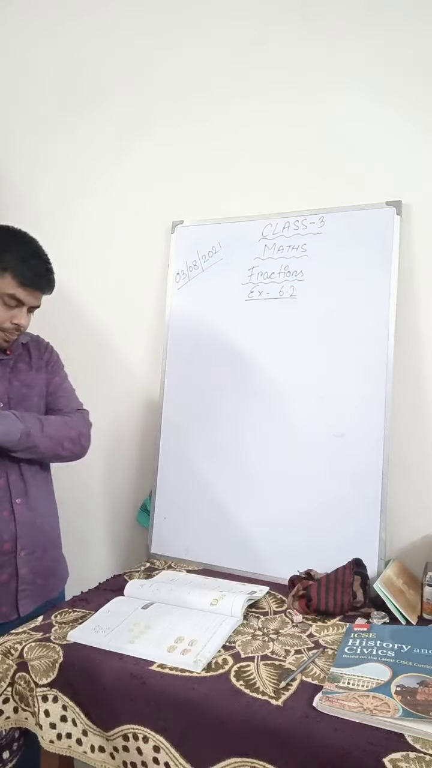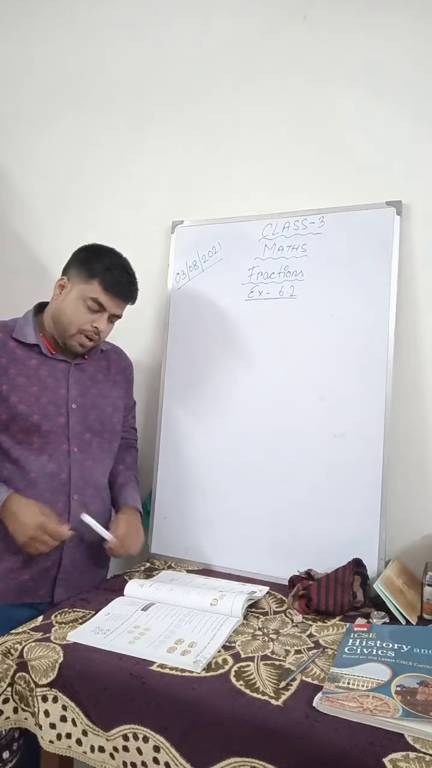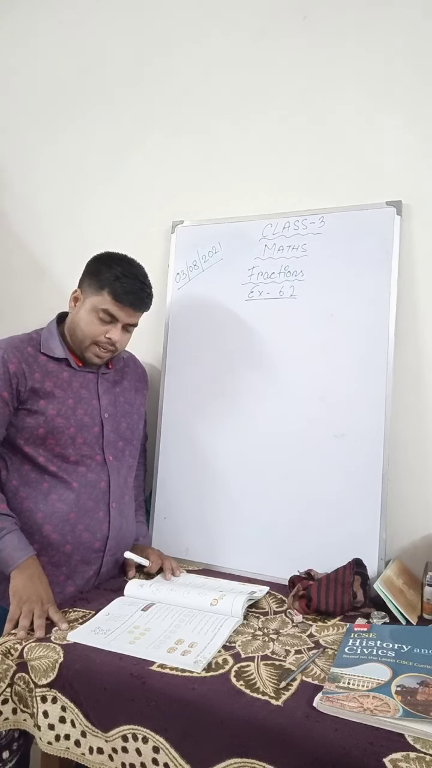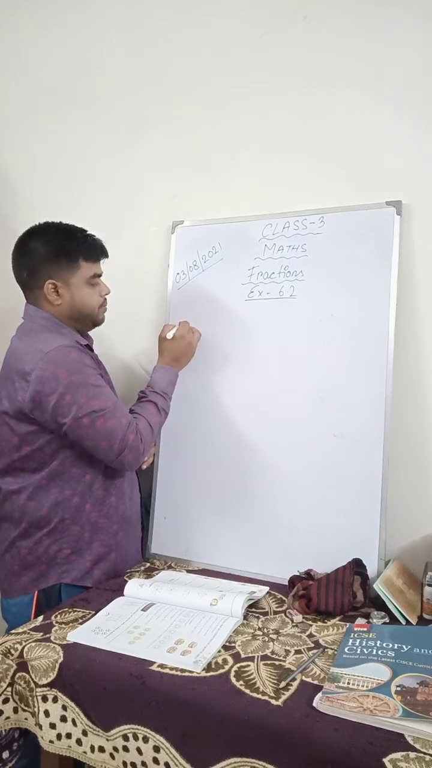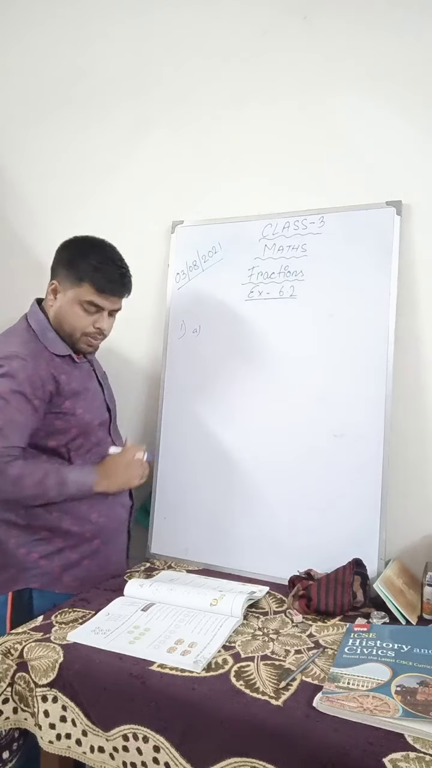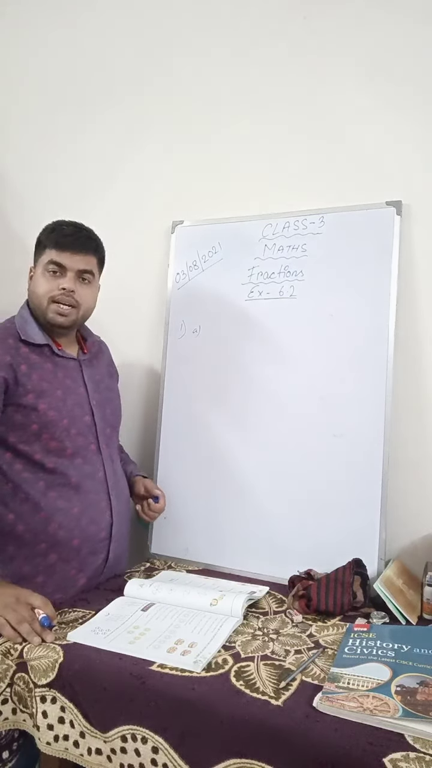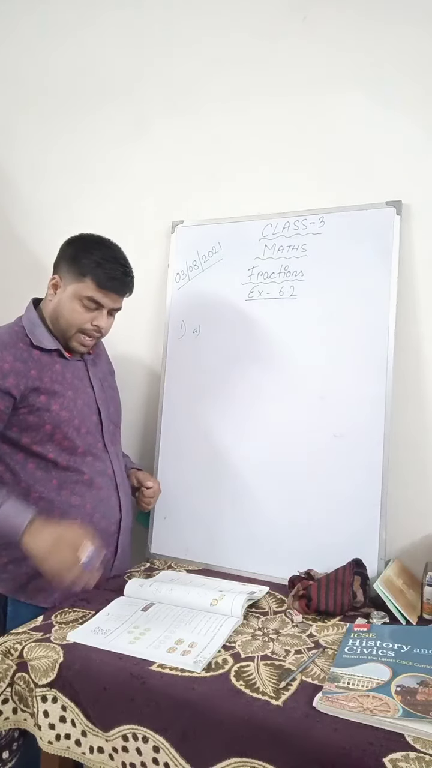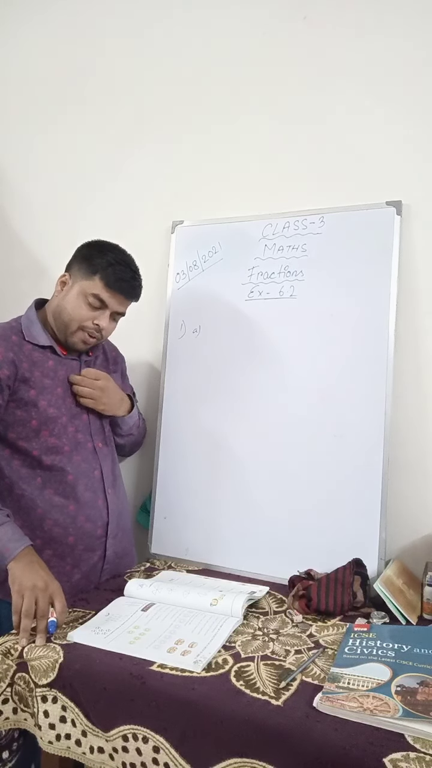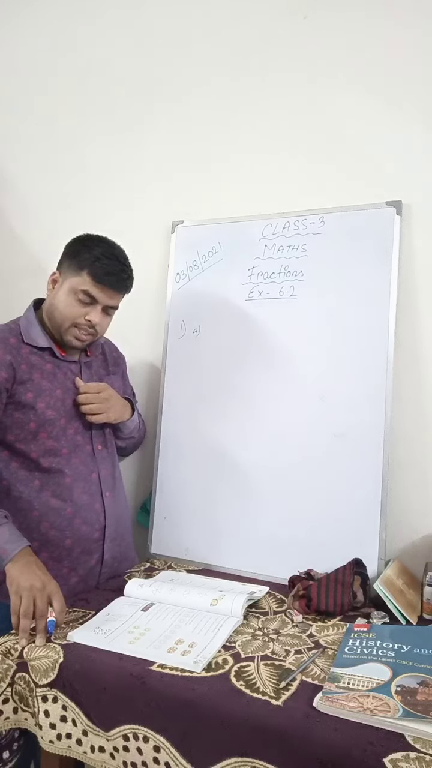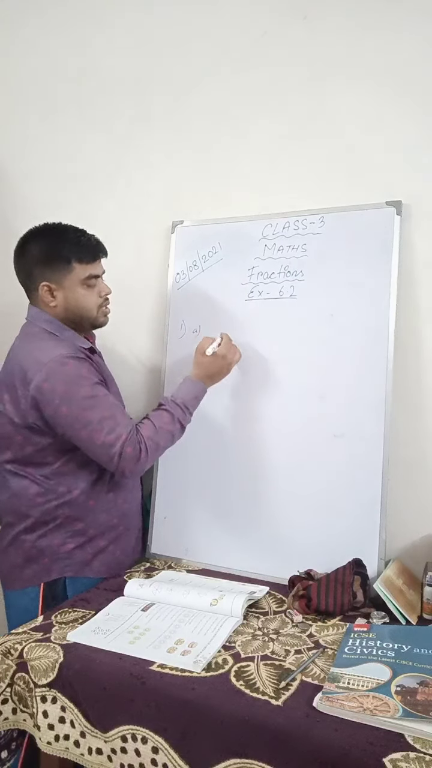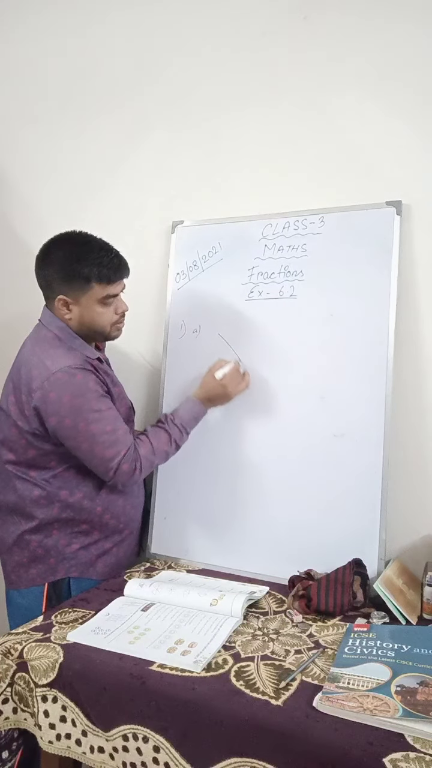So let us begin. They have said half of each collection, so you count the total number. Number 1, A. Suppose they have given you 4 hockey sticks. So you count 1, 2, 3, 4, and then they said shade half of each collection and write the number of objects shaded in the box. So suppose this is the hockey stick.